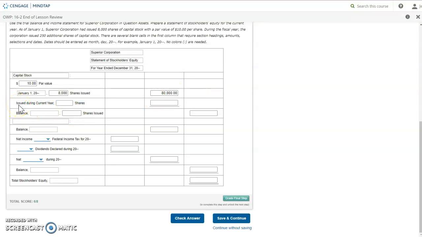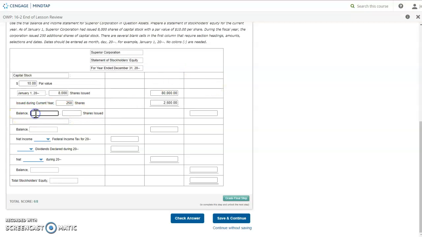Next, we're going to look at shares issued during the current year. Again, that's something that they're giving to us in our directions. So it says that the corporation issued 250 additional shares. So we'll fill in that 250. We're going to then take 250 times 10 to get our 2,500.